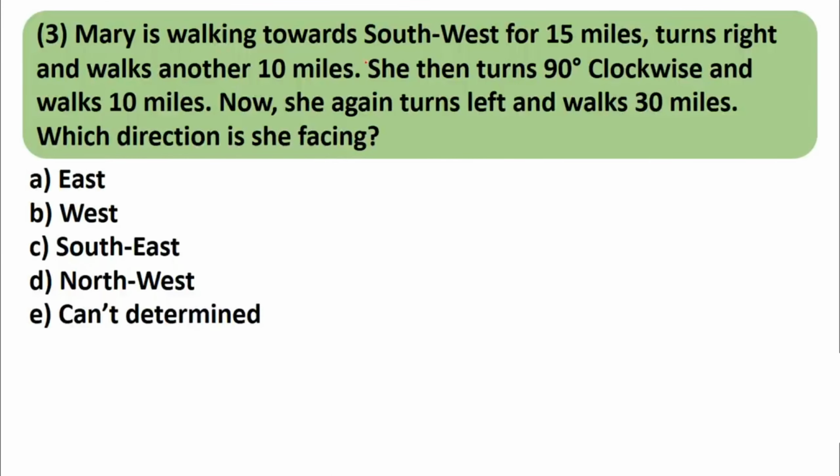Mary is walking towards southwest for 15 miles, turns right and walks another 10 miles. She then turns 90 degrees clockwise and walks 10 miles. Now she again turns left and walks 30 miles. Which direction is she facing? Now again, this is a very easy sum, but you might feel it is complicated because of a lot of stuff, that she is turning, she is walking again and all that. So let us see how to easily solve the sum.